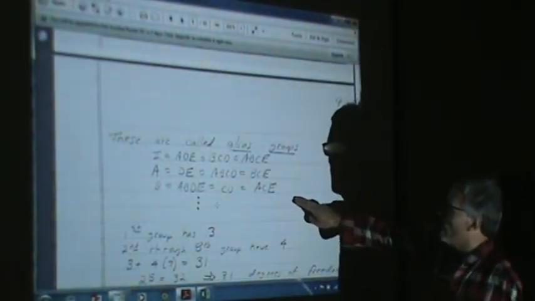A was equal to either DE in group 2, or ABCD in block 3, or BCE in block 4. Okay, so A looks like this, B looked like that. Each of them got a first order, et cetera. The first group has 3, the second through 8 groups have 4 in it. Let's see, what am I saying?